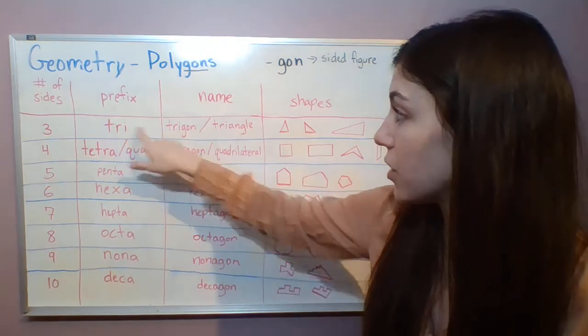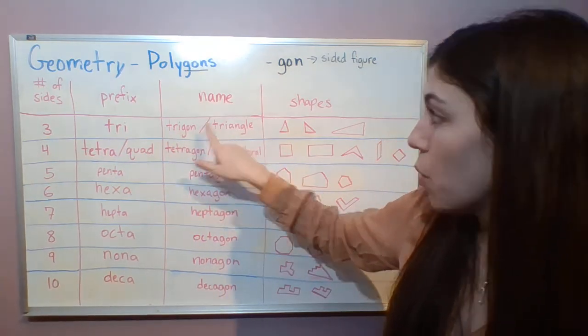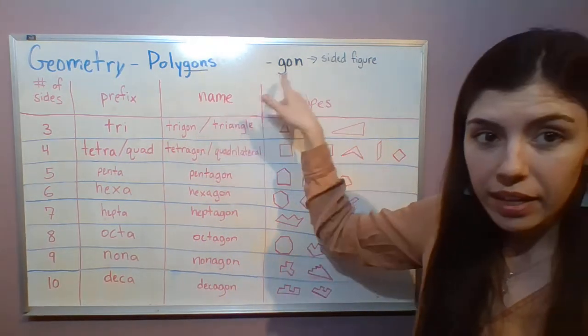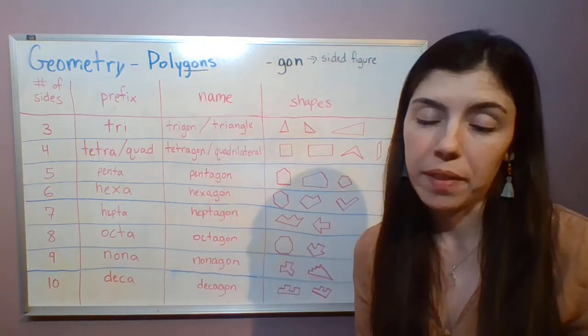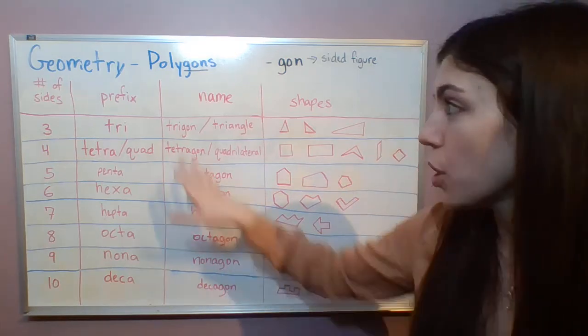They both have that tri prefix. One uses the more common suffix that we use for polygons, and then one has a slightly different one, but it's the more common one that we use in the English language. So on to the next one.